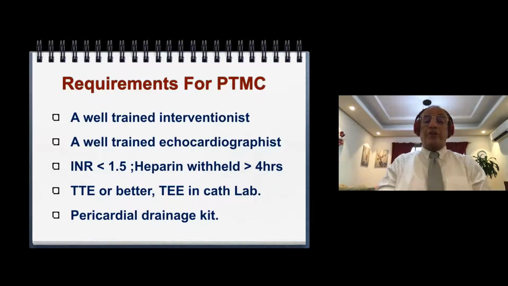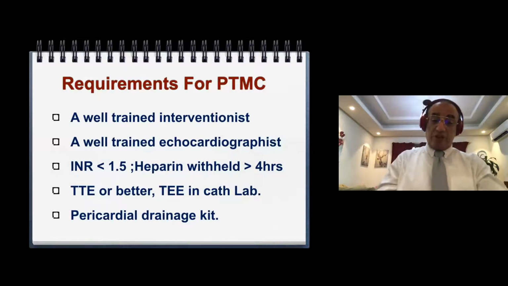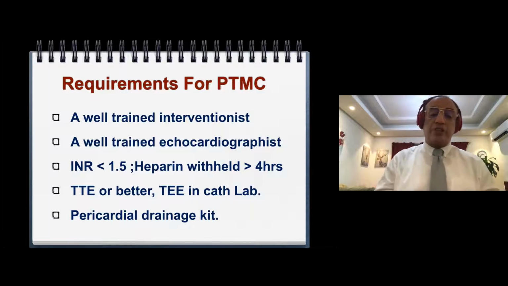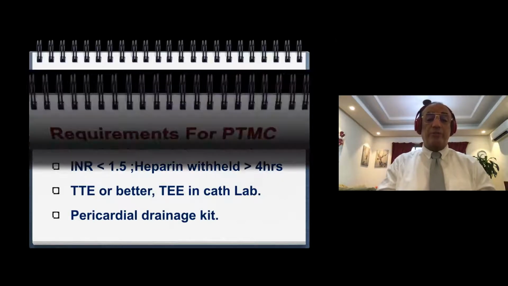What are the requirements of balloon mitral valvuloplasty? Definitely, we need a well-trained interventional cardiologist who is highly trained in structural heart disease, a well-trained echocardiographer, and the INR of this patient, if on anticoagulant, should be less than 1.5. Transthoracic and transesophageal echocardiography should be available in the cath lab. A pericardial drainage kit should be available, because we are performing septostomy and the needle may injure the left atrium and can lead to pericardial effusion and cardiac tamponade.